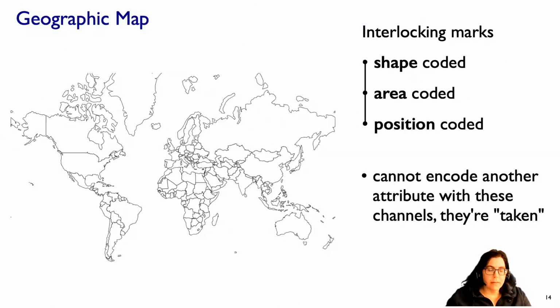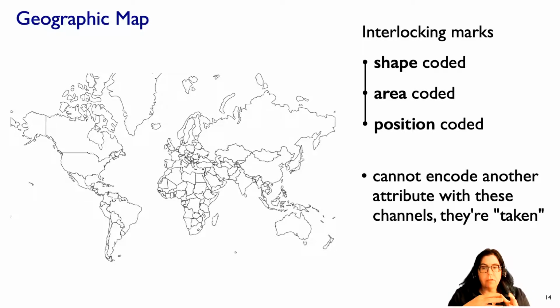So what exactly are we talking about when we talk about a geographic map? Remember, we had this idea of different kinds of marks, point and line, and these interlocking marks. So in a geographic map, we're really very focused on using these interlocking marks. They are shape coded and area coded and position coded, right? They interlock like jigsaw puzzle pieces together.